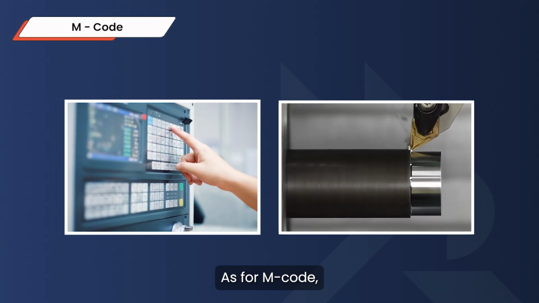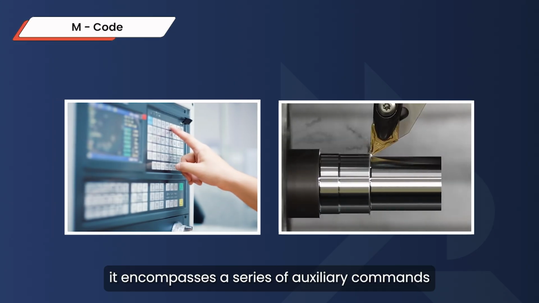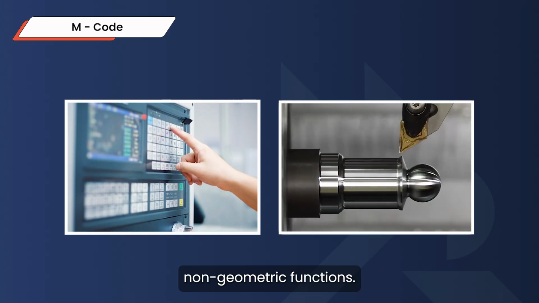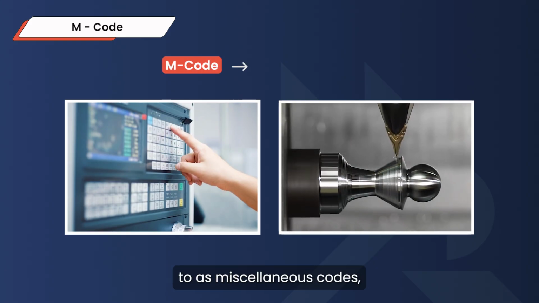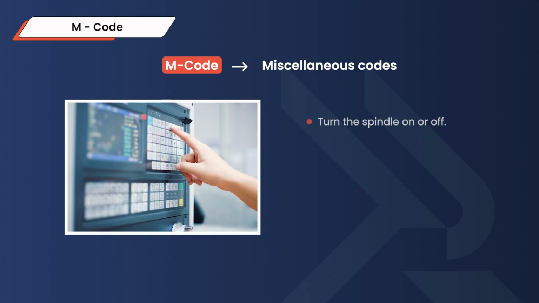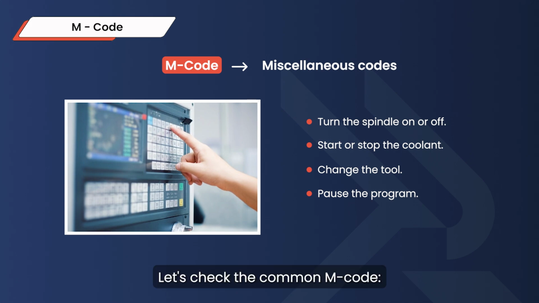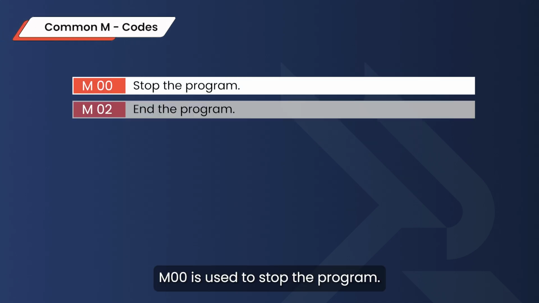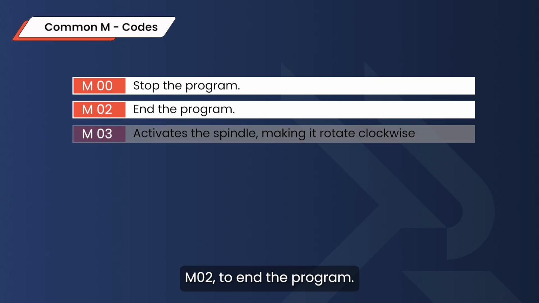As for M-code, it encompasses a series of auxiliary commands vital for controlling a CNC machine's non-geometric functions. These codes, often referred to as miscellaneous codes, manage essential operations like turn the spindle on or off, start or stop the coolant, change the tool, pause the program. Let's check the common M code. M00 is used to stop the program. M02 is to end the program.